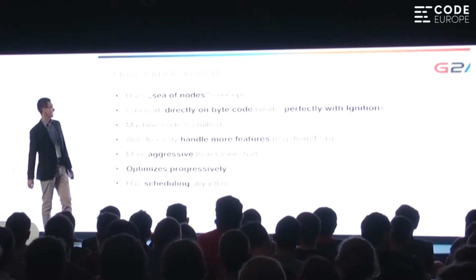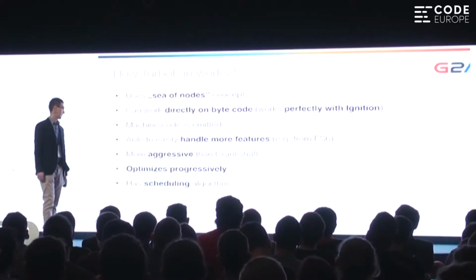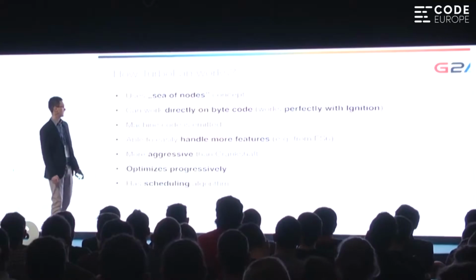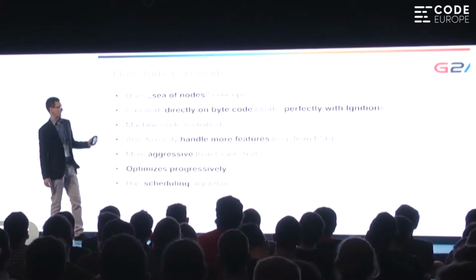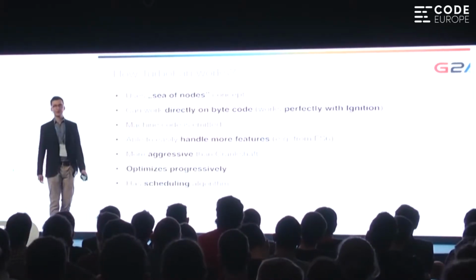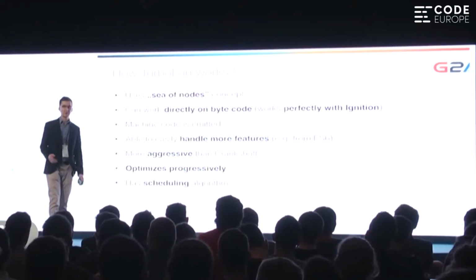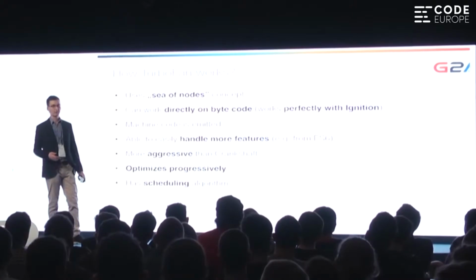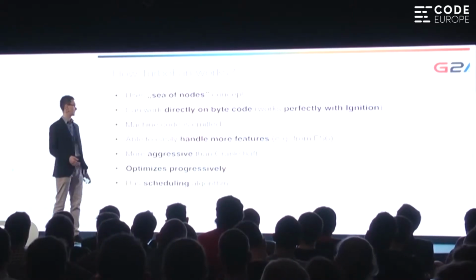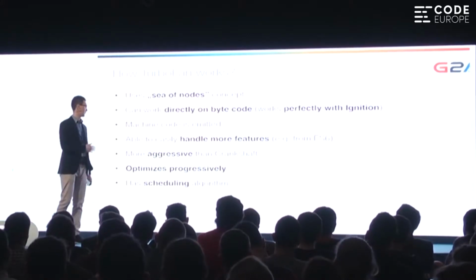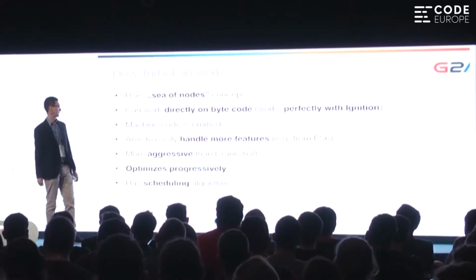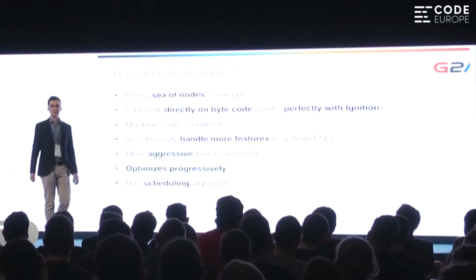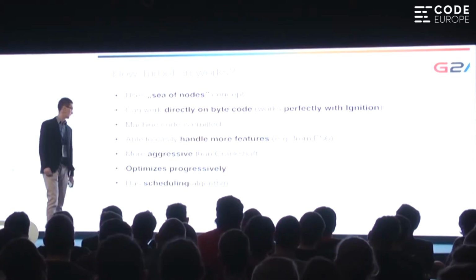It's able to easily handle more features, it's more aggressive, and it optimizes progressively because of how it's built. It's optimization built on optimization layers, so you don't have to pass all optimizations at once. You can perform them one by one. There will be one optimization, for example, removing dead code, then another, and another, and another. So it doesn't have to optimize your function fully.